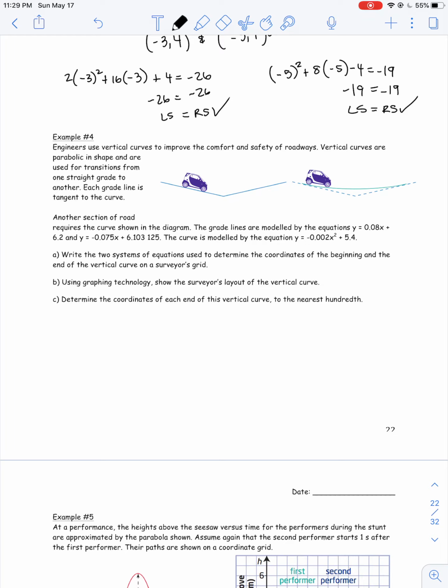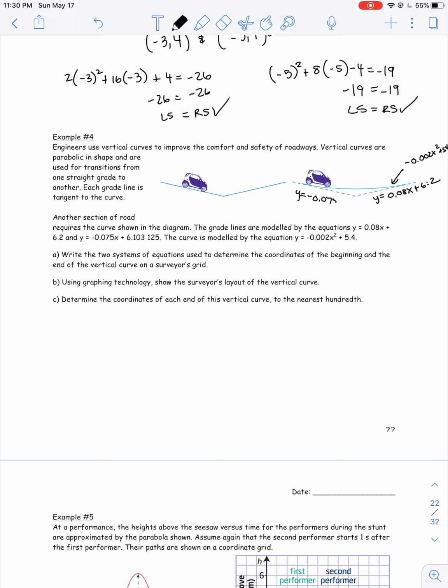Example number 4, they're giving us again two equations. We have a linear one, and then they're saying that it's going to curve with this quadratic one. So the quadratic one is modeled by this top part right here, which is -0.002x squared plus 5.4, as you guys can see. And then we have one equation that's linear, which is this part right here. This is y equals 0.08x plus 6.2. And this one's the one that's going downwards.